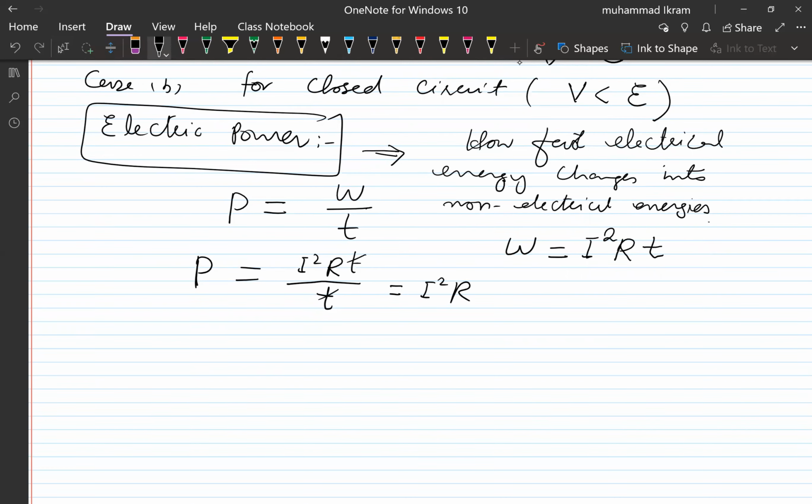Power is measured in watt. The unit of power is watt, kilowatt, and megawatt. For commercial purposes, we use megawatt because watt is a very small unit.